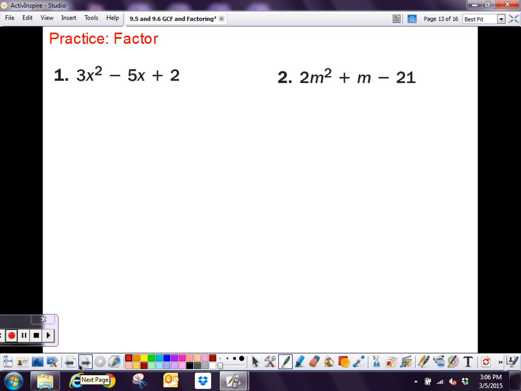And let's do one of these. All right, let's do number 1 here. We won't do number 2. Okay, because here we do not have a GCF, but we do have a number in front of x squared. That's okay. So there's no GCF, so I'm going to multiply my a and c.